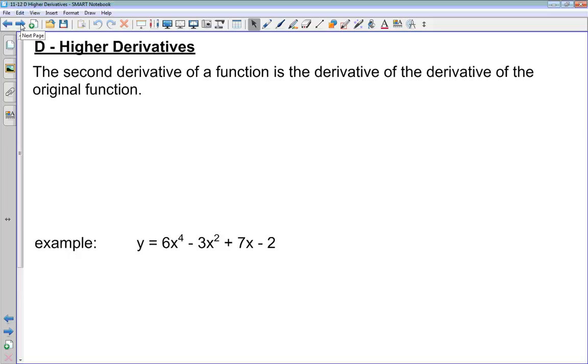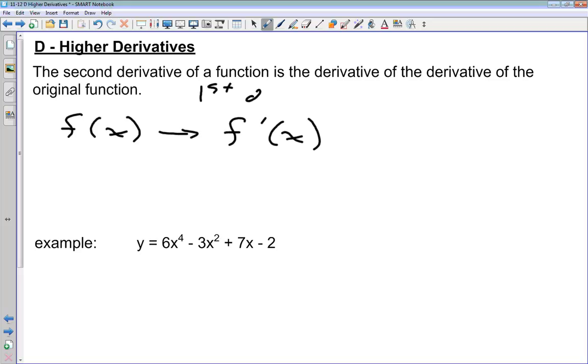So first off, what exactly do we mean by a higher derivative? Well, the derivatives that we've been talking about up until now have been the first derivative of a function. If we want to talk about a higher derivative, we might start talking about the second derivative of a function. And the second derivative of a function is the derivative of the first derivative, or the derivative of the original function. So we start with our function, f of x, and we can find f primed of x. This is the first derivative.